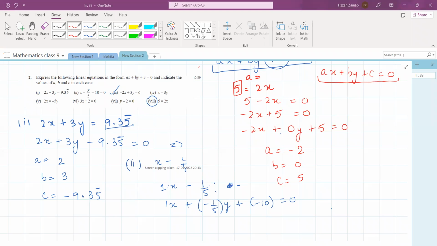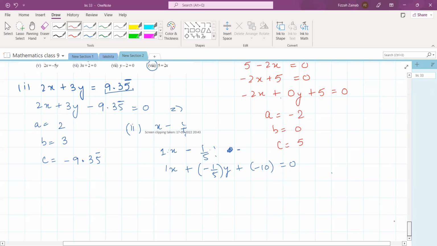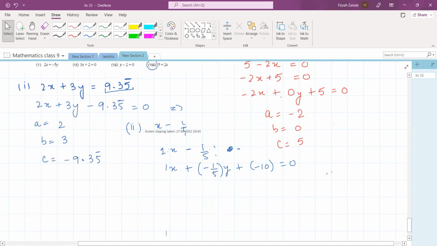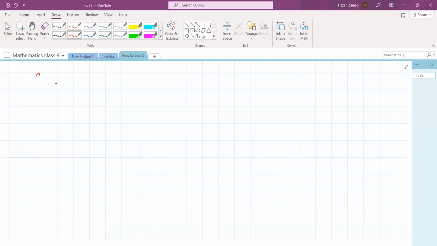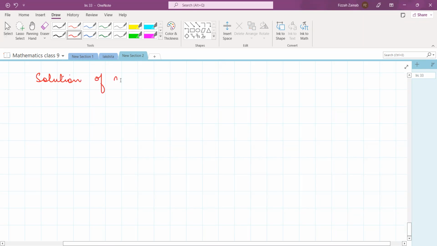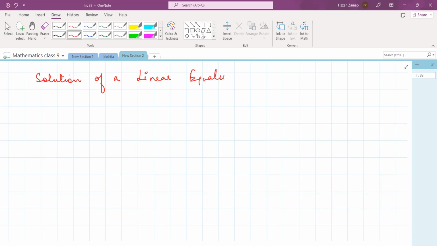Now the next topic is solution, right? Solution of a linear equation. Now, what do you mean by solution? Can anybody tell me? Then the solution should be equal to the equation. Sorry, say again. It is where LHS is equal to RHS. So the solution is equal to the... Good, good. Okay.